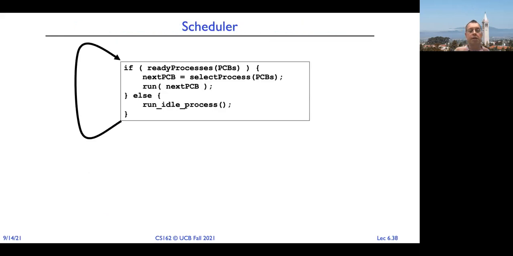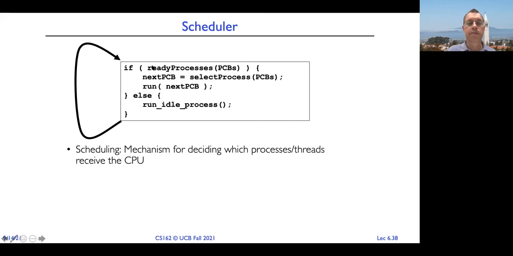So the scheduler code is actually very simple. This is for the ready process. You go to the ready queue. If the queue is not empty, you select the process from the queue. This is a scheduling operation. You get the PCB of the next process to schedule, and you run the next PCB. Otherwise, you are idle because there is no process to be scheduled.